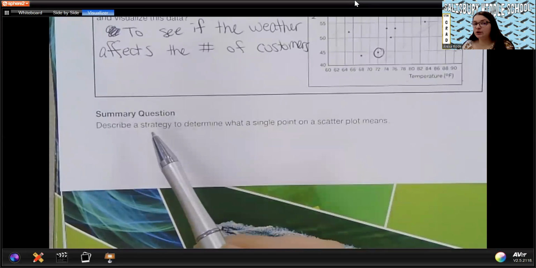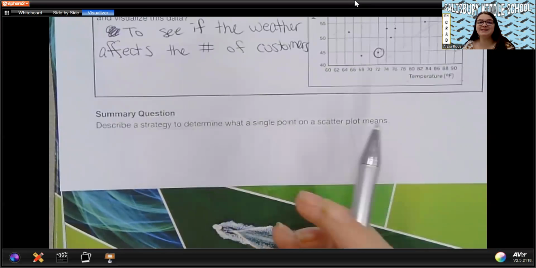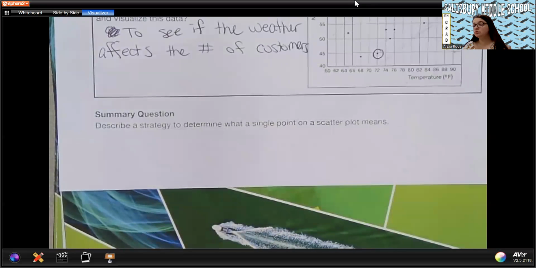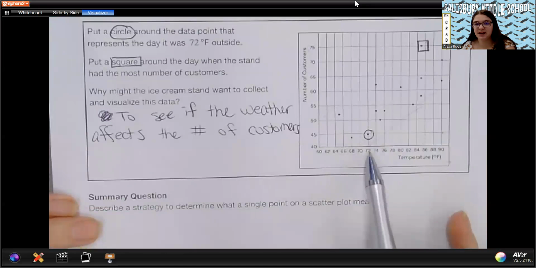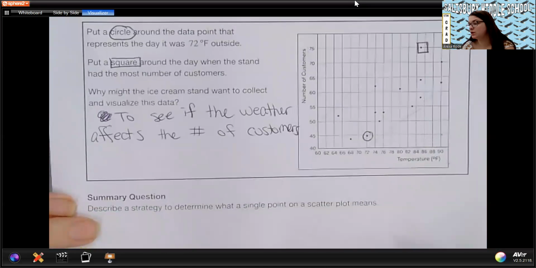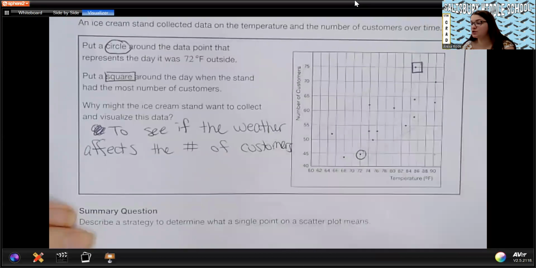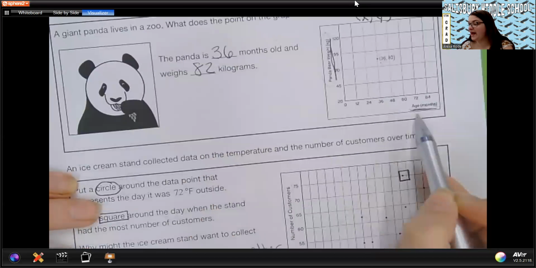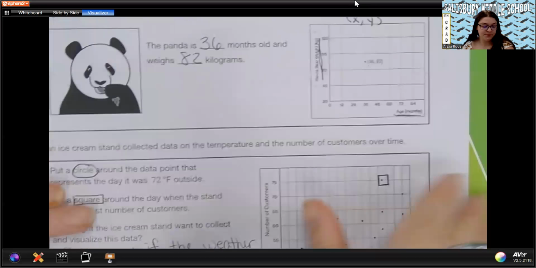Okay, lastly, our summary question. Describe a strategy to determine what a single point on a scatter plot means. So we're just trying to tell what does it mean? Well, we knew to circle this because that's where the temperature was 72. We knew to square this because that's when there was the most number of customers. We figured this out because we figured out that the X was the age and the Y was the weight.